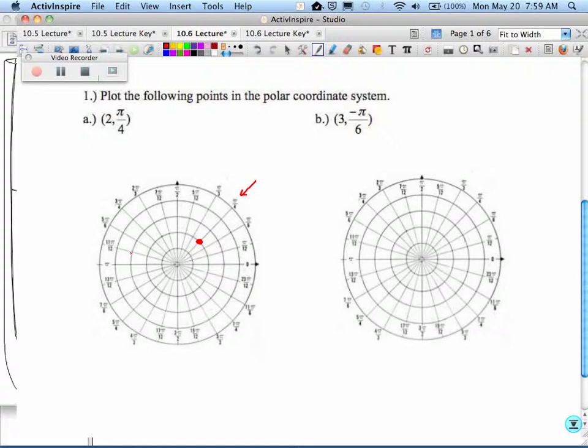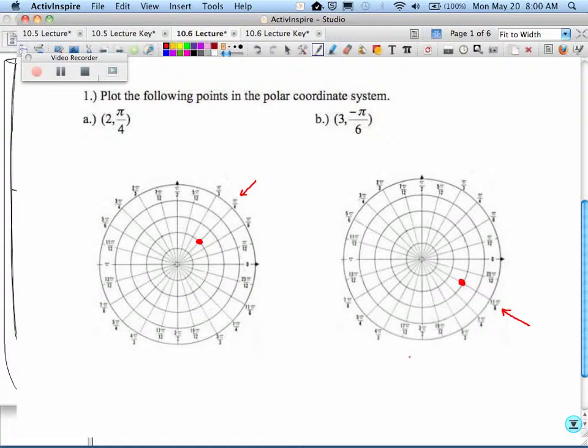Wait a second. So negative pi over 6. Where's negative pi over 6? Negative pi over 6 is the same as 11 pi over 6. You're going to go from 0 or 360 and go down 30 degrees. And that's an r value of 3, so I'm going to stay on the same side. 1, 2, 3. There's my dot.